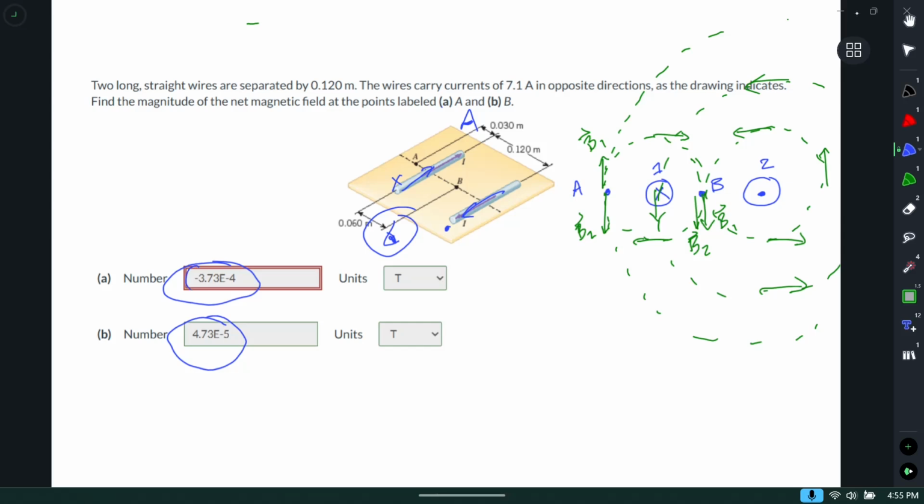And if you got a negative, it's possible you just subtracted the bigger one from the smaller one, and they wanted smaller from bigger. The wire carries current of 7.1 amps in both cases, but point A is far away from wire 2. It is closer to wire 1, and so wire 1's field will be stronger. This one will be the stronger of the two fields. And so the net field should also point upwards, which we would call a positive. So I think the issue was mainly that negative there.